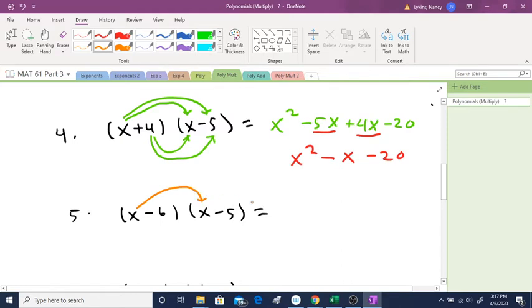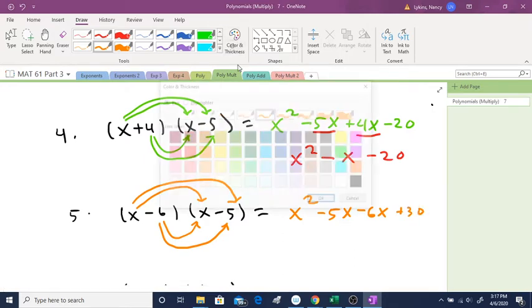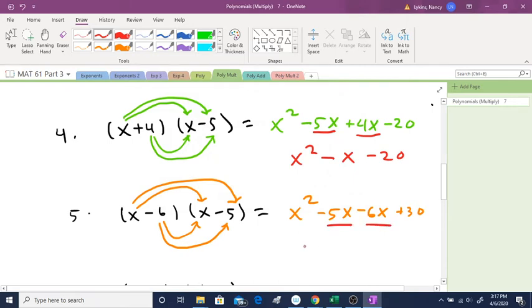I'm going to take x times x, which is x squared. x times a negative 5 is a negative 5x. And I'm going to go under. Negative 6 times x is negative 6x. And finally, negative 6 times negative 5. Two negatives make a positive when you multiply, so it makes it a plus 30. I've got some like terms in my middle, negative 5 and a negative 6. That's x squared minus 11x plus 30.